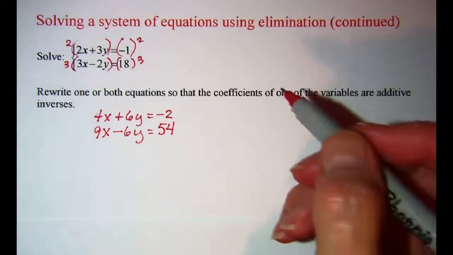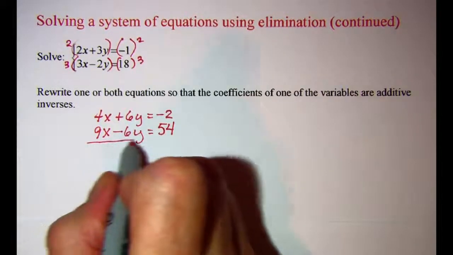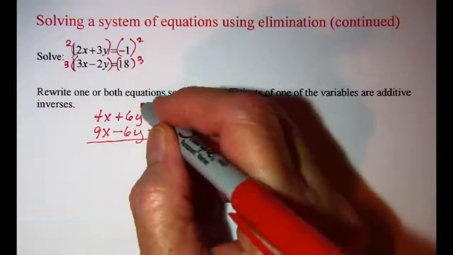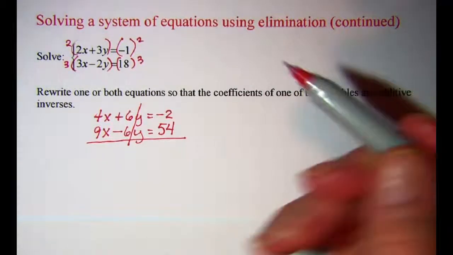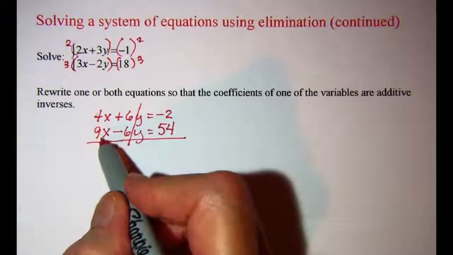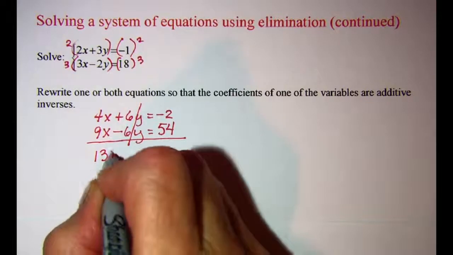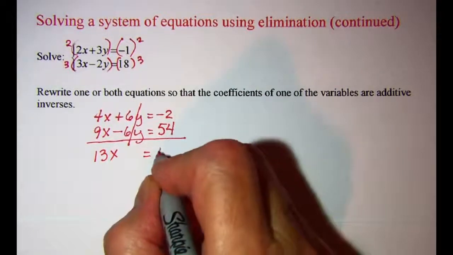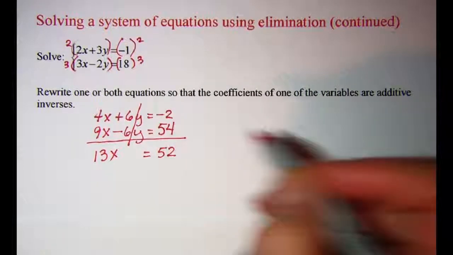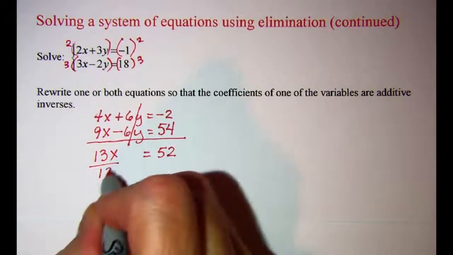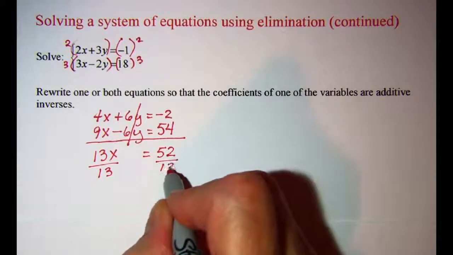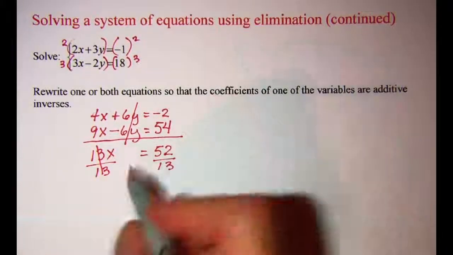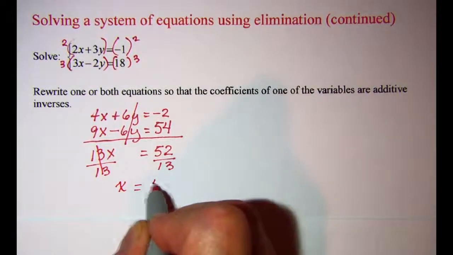My next step is to add the two equations together. Notice that the positive 6y and the negative 6y are going to cancel each other off. 4x plus 9x is 13x. 54 minus 2 is 52. Divide both sides by 13. And these cancel, and x is equal to 4.